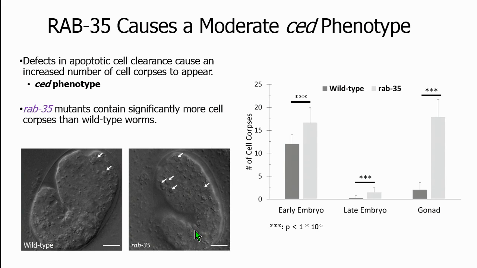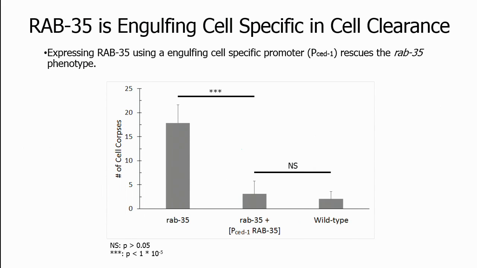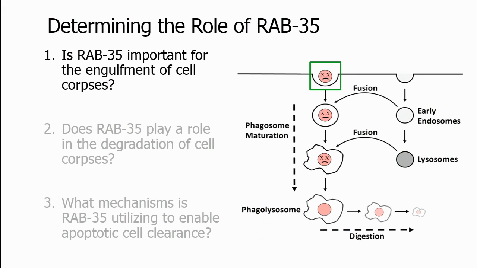And the key thing is that we've seen this in any scenario that we looked at. So we looked at early embryos, 1.5-fold, late embryos, which are 4-fold, and then in the adult gonad, and we see it in every case. Moreover, we know that RAB-35 acts in engulfing cells for cell clearance, because if we express RAB-35 using an engulfing cell-specific promoter, namely Psed-1, we can rescue the RAB-35 phenotype.